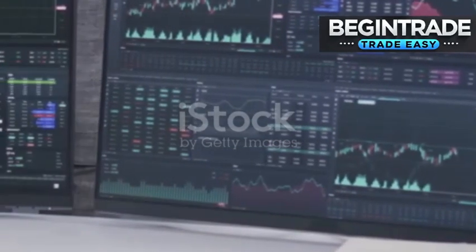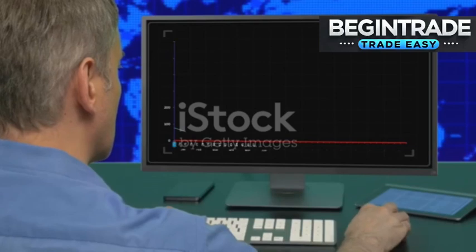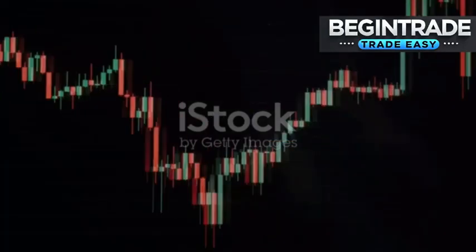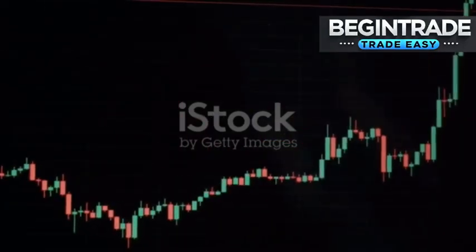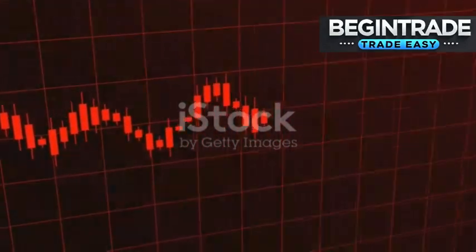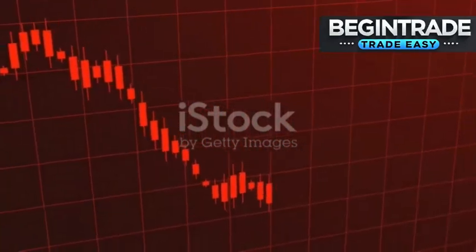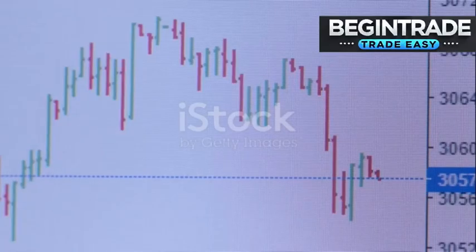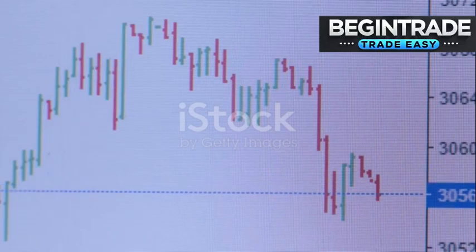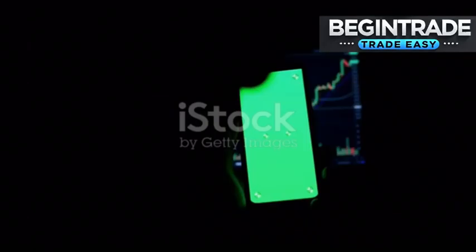Next, market structure. Liquidity trading relies on reading market structure. In a bullish market, you'll see higher highs and higher lows. In a bearish market, you'll notice lower highs and lower lows. For trend shifts, look for breaks of structure, or BOS, when a trend reverses.